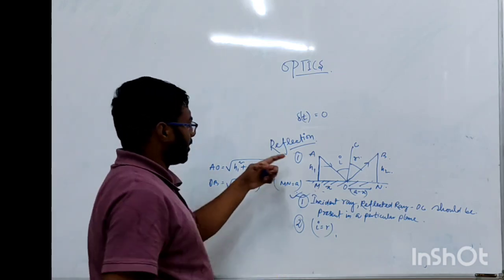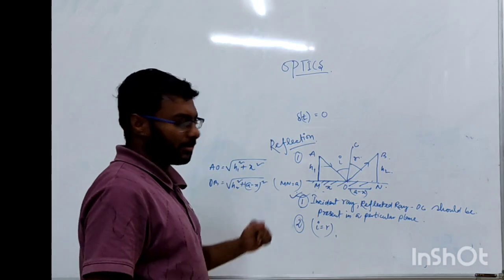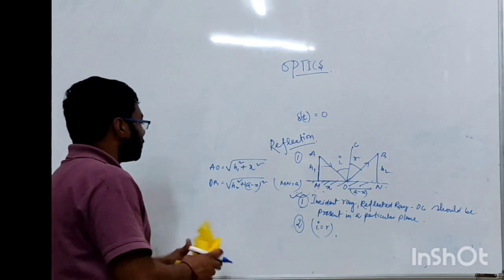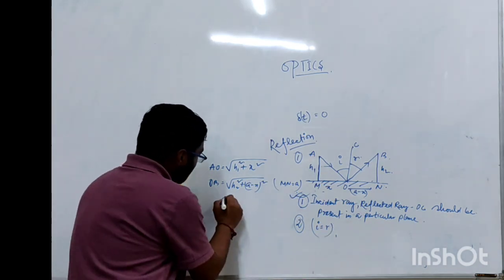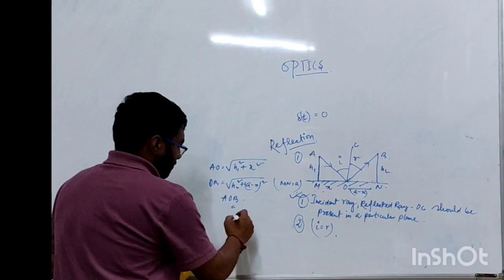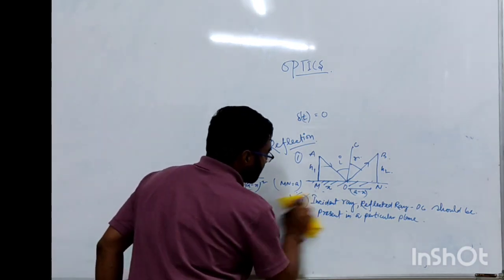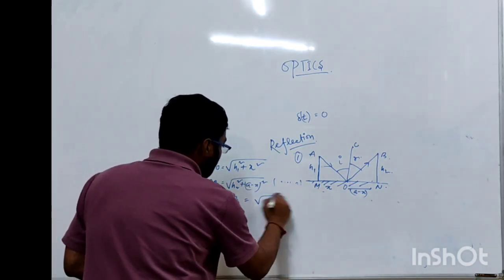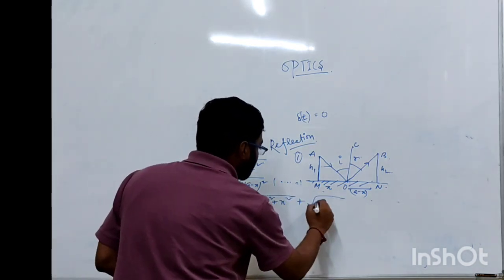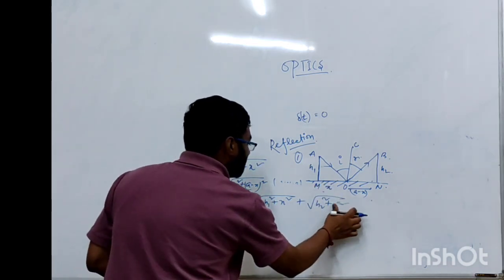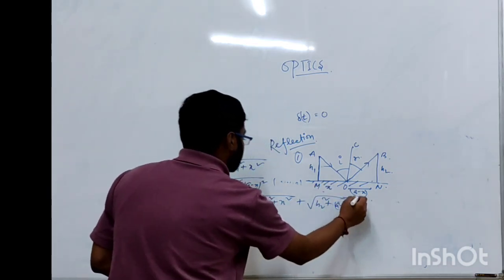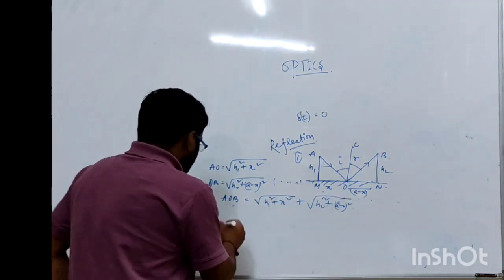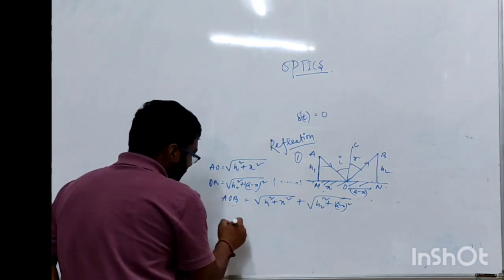According to Fermat's principle, time should be minimum. If time is minimum, then distance also should be minimum. So the total distance traveled by the light, AOB, equals root over H1 square plus X square, plus root over H2 square plus (A minus X) square. This part will be minimum, so we have to differentiate it with respect to X.